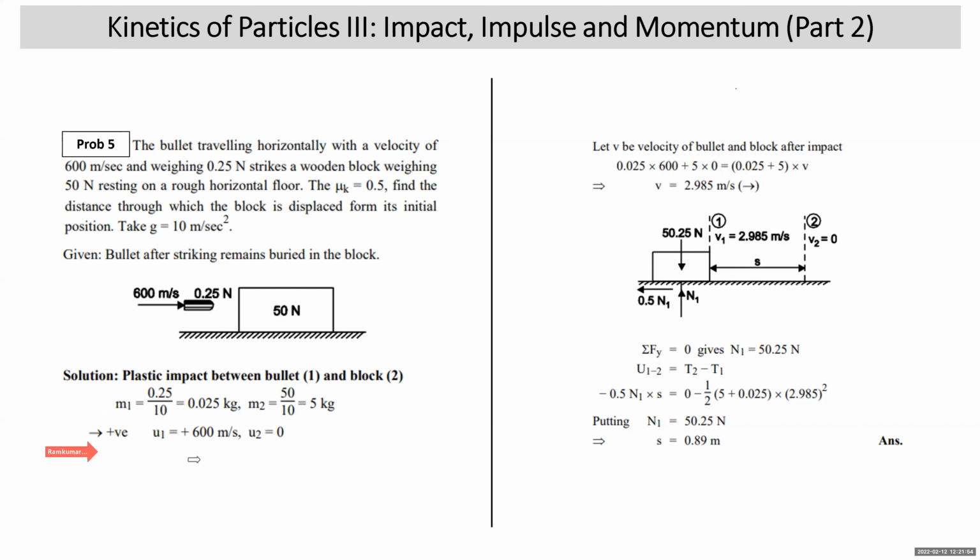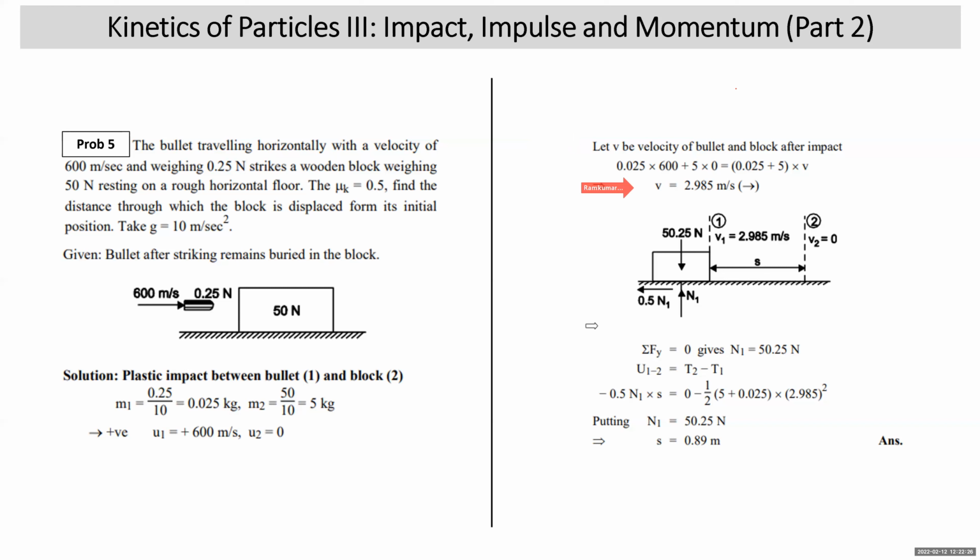Taking towards right as positive, U1 is plus 600 meter per second. That is the initial velocity of the bullet. The block is at rest, U2 is 0. Let V be the velocity of the bullet and block after impact. Since the bullet gets buried into the block, this is plastic impact between bullet and block. Now, we consider M1 U1 plus M2 U2 is equal to M1 plus M2 into V. This is the mass of the bullet into its velocity, mass of the block into 0 since it is at rest, and M1 plus M2, mass of bullet plus mass of block, into V. So V is the common velocity of the bullet and block just after impact.